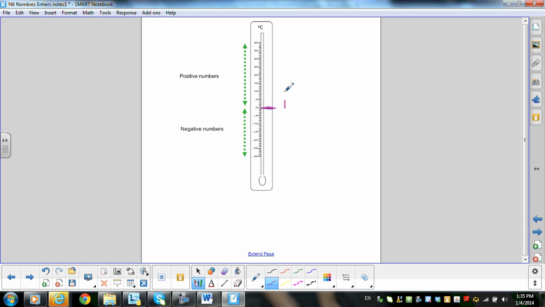Anything above that 0 line is positive, hot temperatures, above freezing temperature, and everything below is negative numbers, really cold temperatures. So we're in winter right now. We're talking more so about below 0. When we get back into spring and summer, we'll be talking above 0.